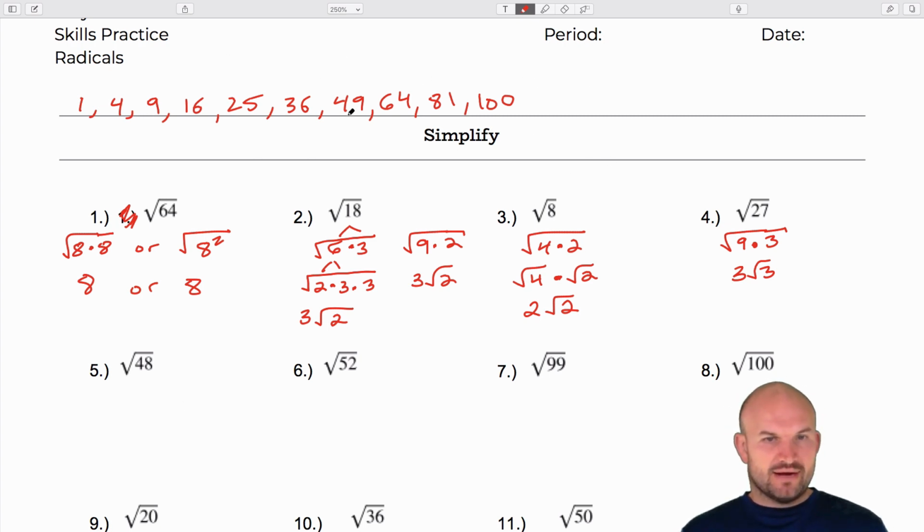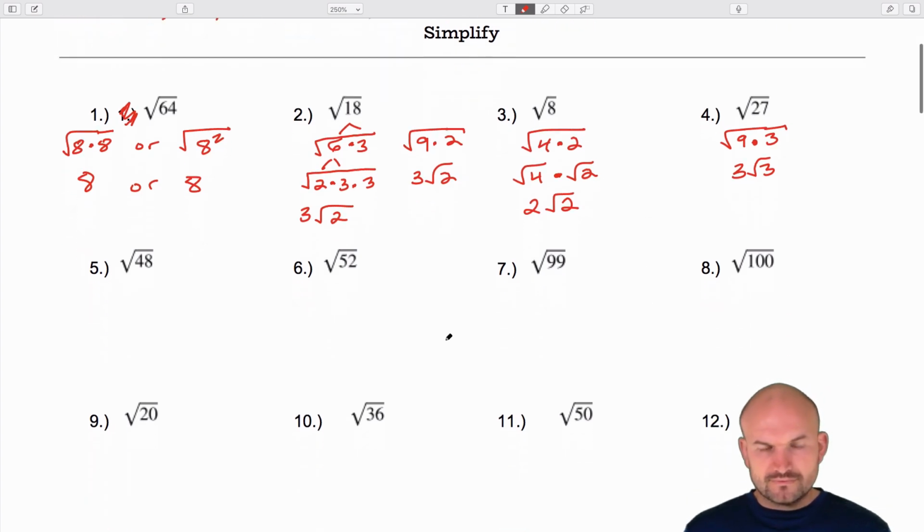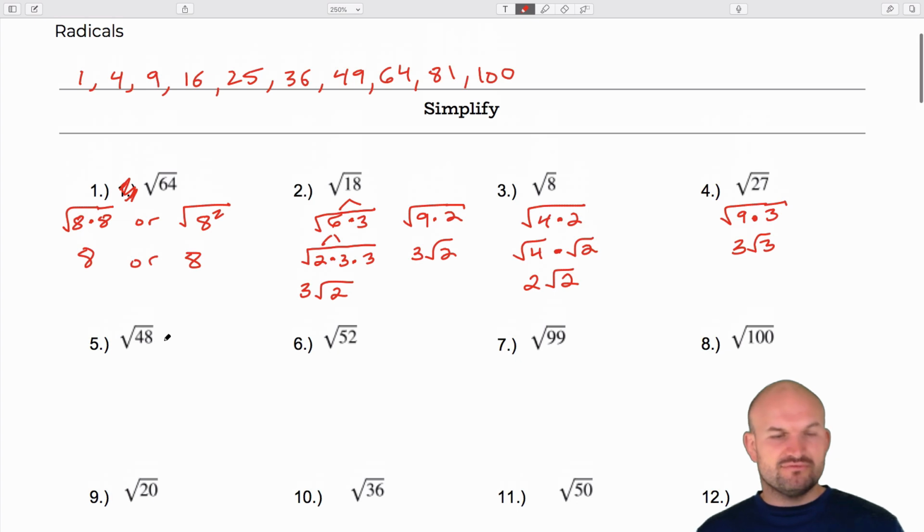Now I look at 48, and I recognize 48 is not a square number. So therefore I want to look, well, what square number divides into 48? Well, not 36, not 25, maybe 16, not 9, and definitely 4. So one of the key problems that students will do is they'll say, oh, let me just do the easy one, or let me divide it by 2.